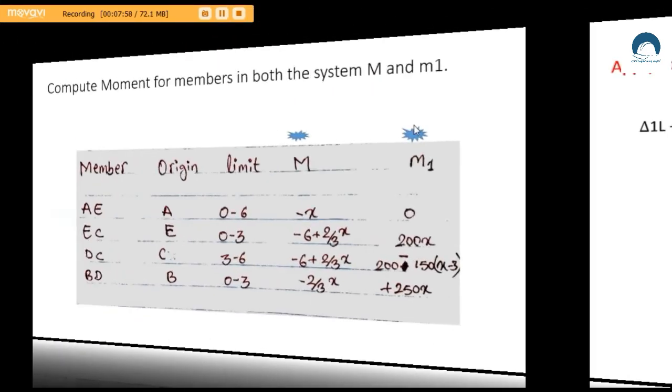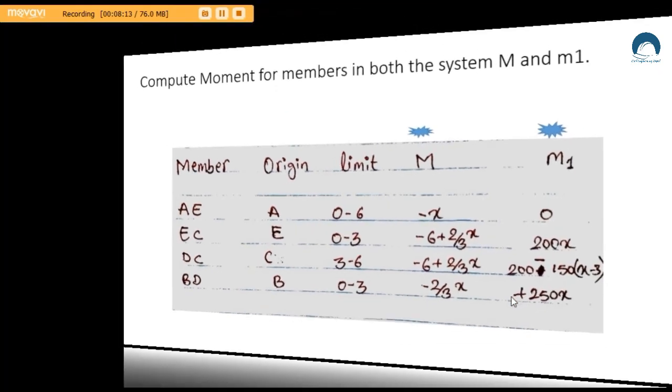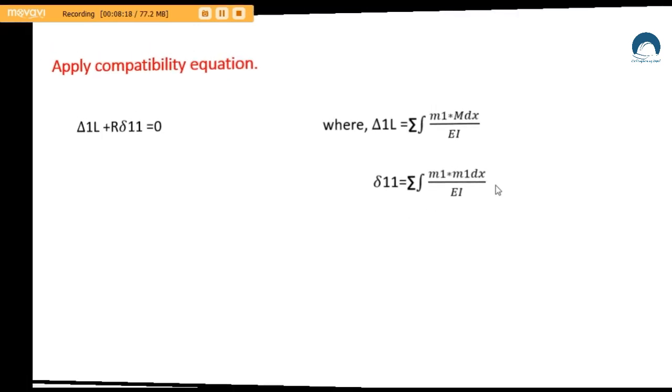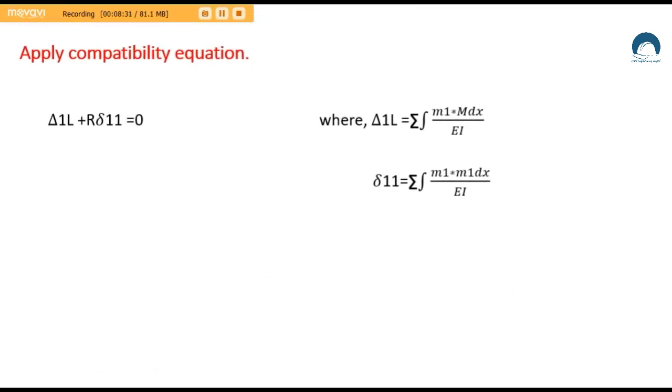For delta 1L, M1 into M dx by EI, with summation, means you need to multiply this and perform integration, plus this into this and integration, plus this into this and integration, plus this into this and integration. And for del 11, that is M1 into M1 dx by EI, this into this integration, plus this into this and integration, this into this and integration, and this into this and integration. Now calculating delta 1.